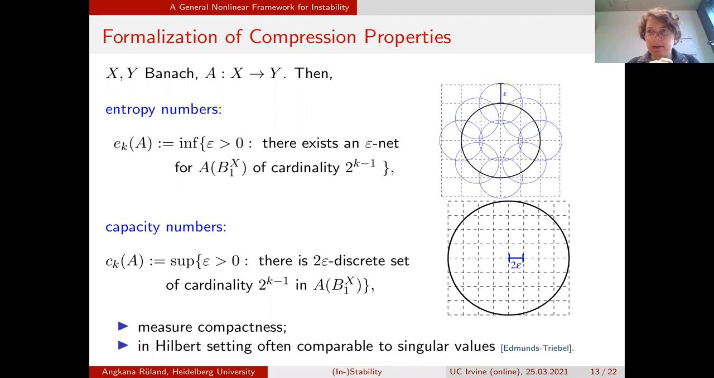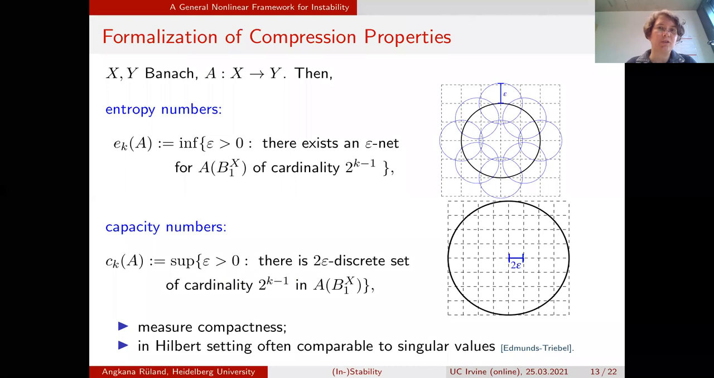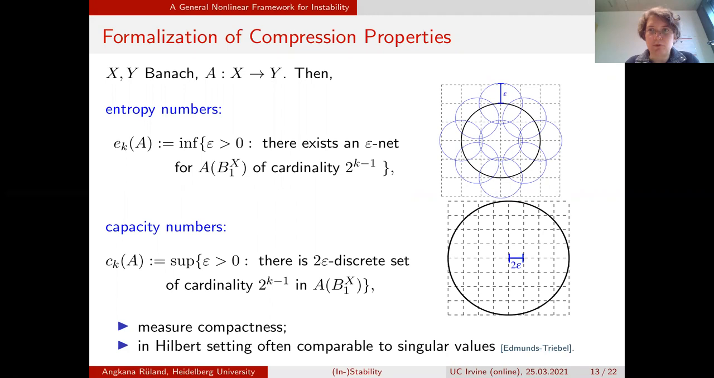Well, if we're in a setting of linear problems, that's easy, then we can deal with simply singular values. But if we're not linear, at least in Hilbert space settings, and the Calderon problem clearly is not linear, then we have to think of something else. And so the way we do this is to use quantifications of compression properties of an operator through entropy numbers to measure its thinness and capacity numbers to measure its fatness.